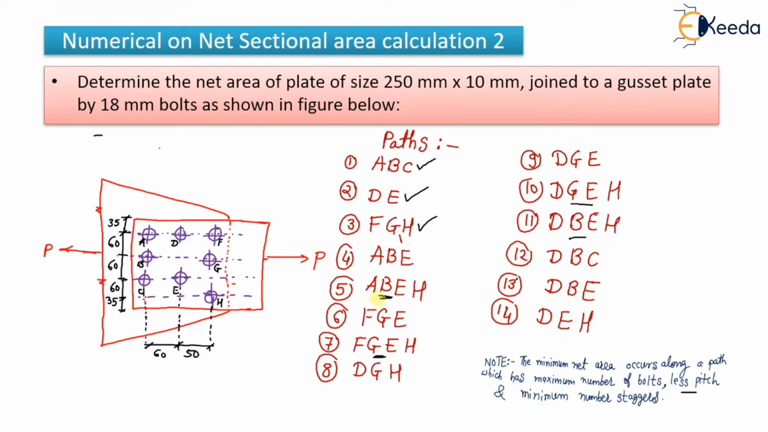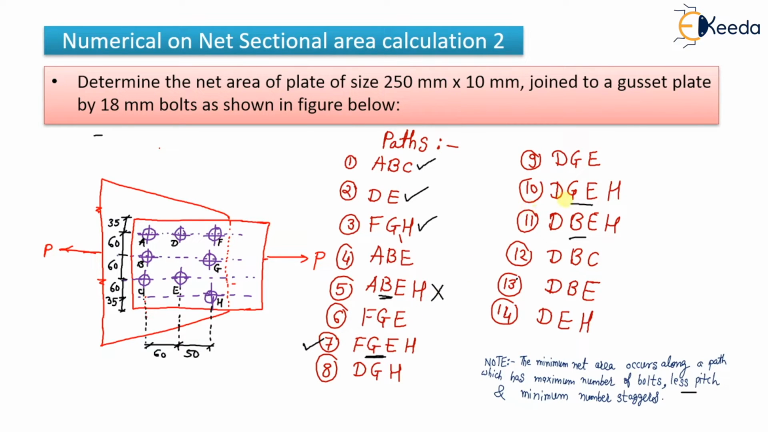Now let's come to A, B, E, H. It has both 60 and 50 pitch. So you will ignore this one. You will not calculate the net area for this one. Then this one we have decided, F, G, E, H. Yes, it has minimum pitch. So we can take this one.